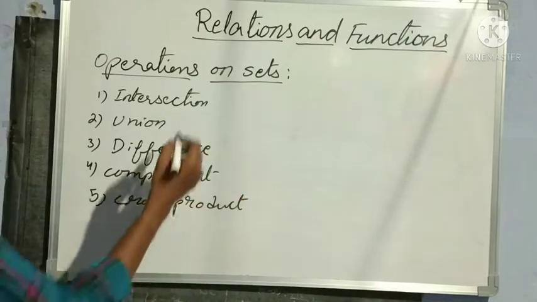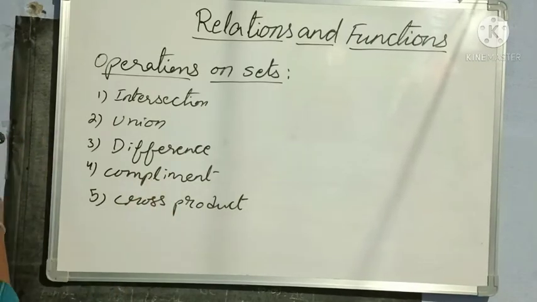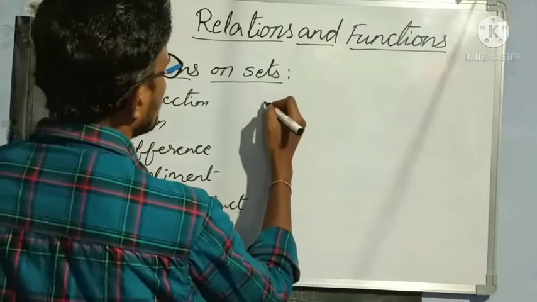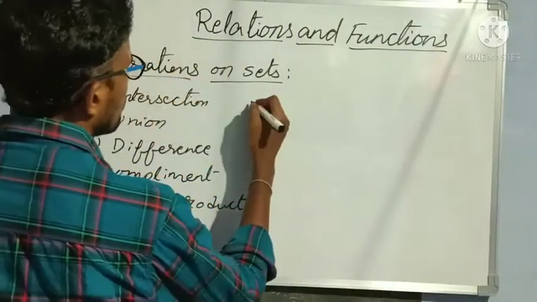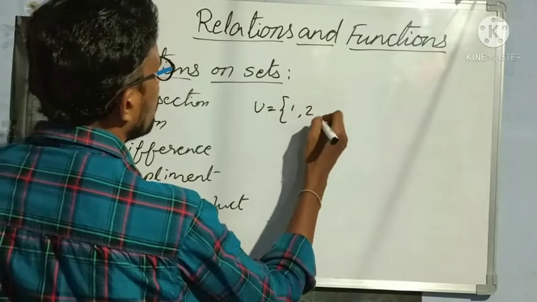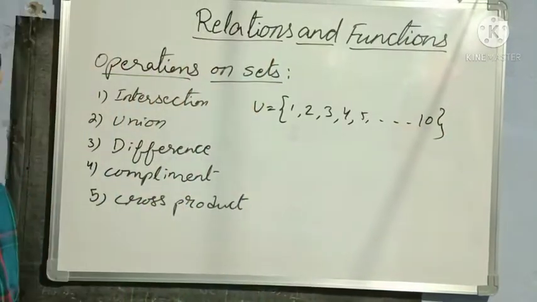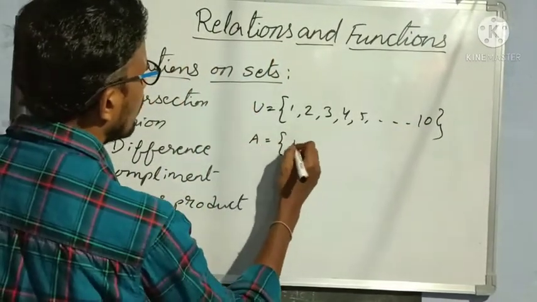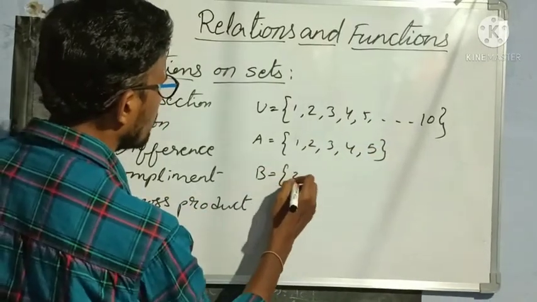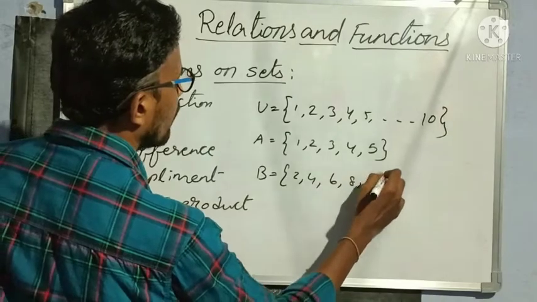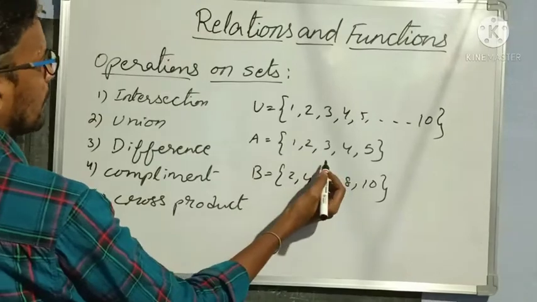Already I have explained about intersection, union and difference. Now I will explain about complement and cross product. But first, for all this explanation, I need 3 sets. One is a universal set. Suppose I am taking the first 10 natural numbers in my universal set, 1, 2, 3, 4, 5 and so on up to 10. This is my universal set, and I am taking one set A as 1, 2, 3, 4, 5, and my set B is 2, 4, 6, 8, 10. These are my 3 sets: one is the universal set, one is set A and the other one is set B.